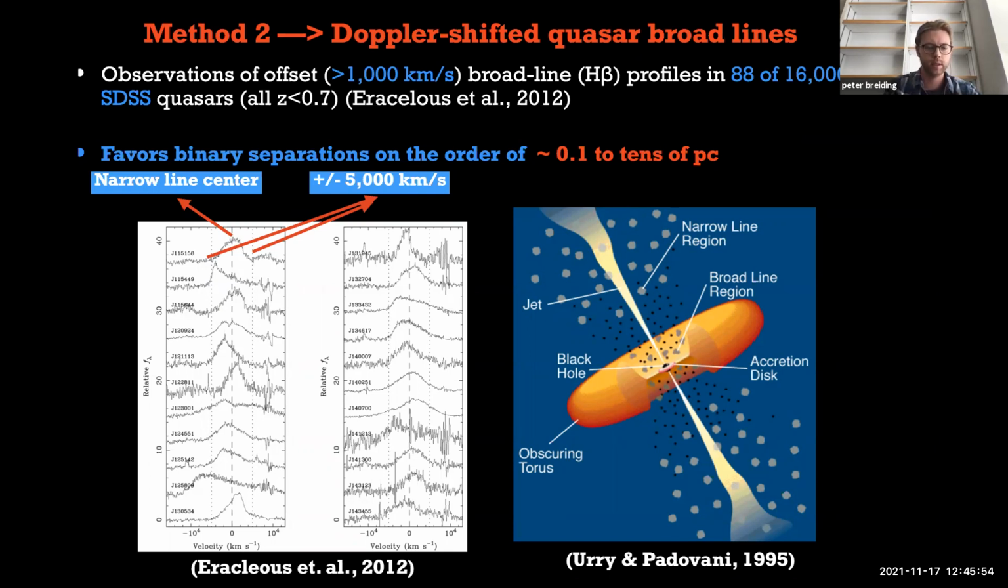So you can see the optical spectra in the bottom left. The dashed line in the center marks the center of the narrow line region, the narrow line region gas clouds that trace the rest frame of the galaxy. The dotted lines mark plus or minus 5,000 kilometers per second. So you can see these offsets are on the order of a few thousand kilometers per second. Now, this method favors binary separations on the order of 0.1 to tens of parsecs, so well within the final parsec regime, basically.